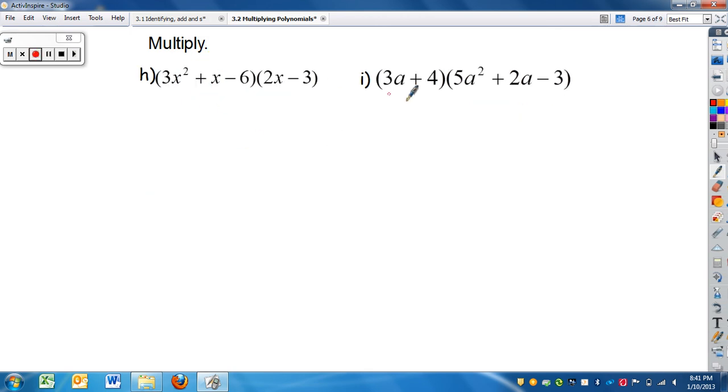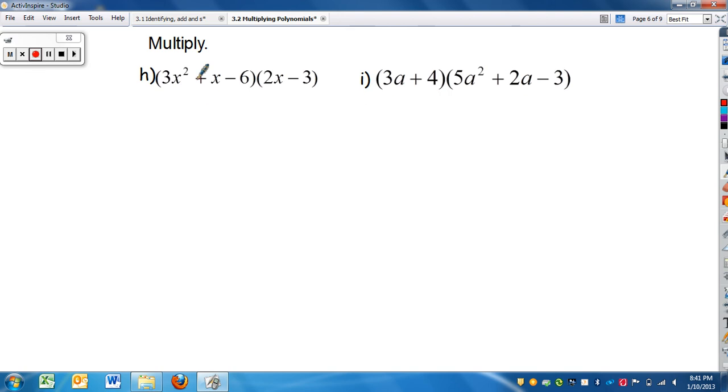So on H and I, I would strongly use the box because here we have a lot of terms. When you're done, you're going to have 6 terms, and it gets really messy. So I always encourage students to use the box. It helps you stay organized. You do not have to. You can distribute 3x to both of these, then the x, and then the negative 6.